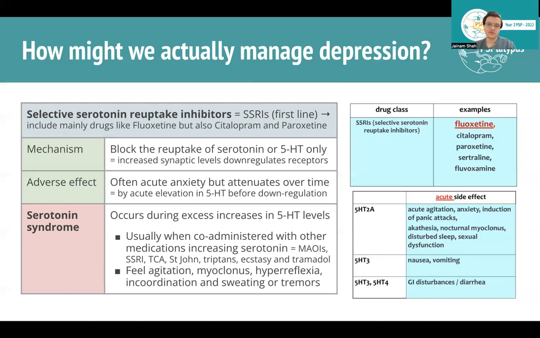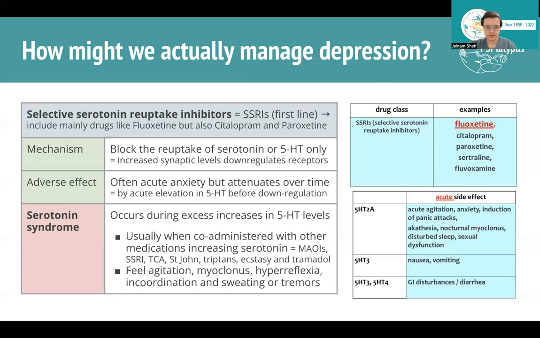So it occurs because you have an excessive level of 5-HT. So not only the acute anxiety, but you can also have other things based off the different receptors that are affected. By no means do you have to remember these subtypes, but just remember it's agitation, anxiety, panic attacks, akathisias, nocturnal myoclonus, sexual dysfunction even, nausea, vomiting, and GI disturbances. And it's usually when you co-administer with medications that also increase serotonin levels. So monoamine oxidase inhibitors, which we'll cover in a sec, other SSRIs, the TCAs we just discussed, tricyclic antidepressants, St. John's wort, triptan medications, which can be used for migraines, ecstasy, and tramadol as a pain medication.